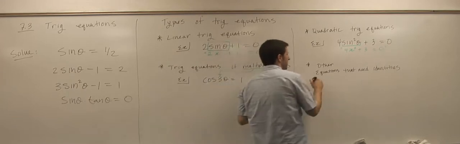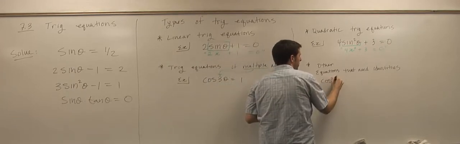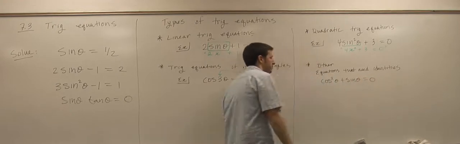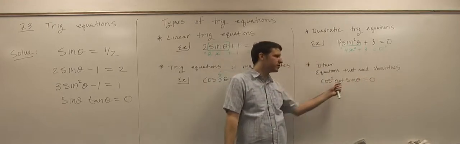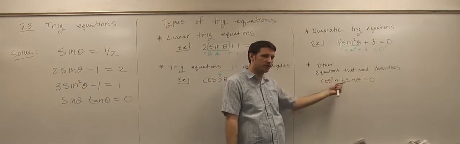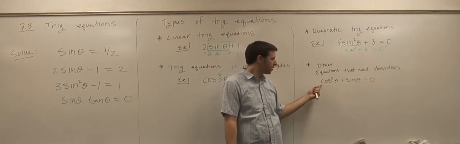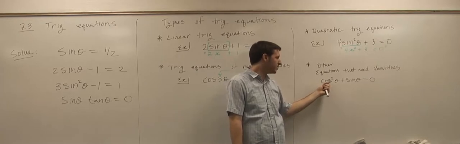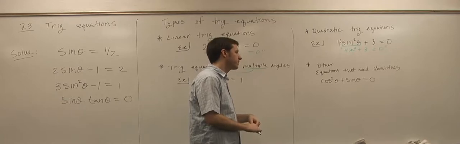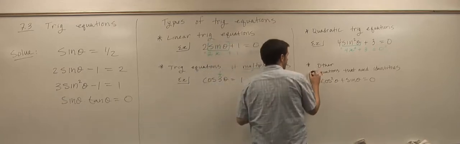So something like cos squared theta plus sine theta equals 0. Right? Because this has two different trig functions, you're going to have to rewrite cos squared first before you can solve this. But we have an identity we can use to rewrite cos squared, so this is okay. So that's one thing to look for here.